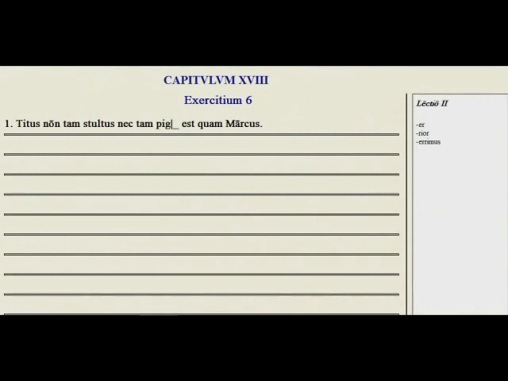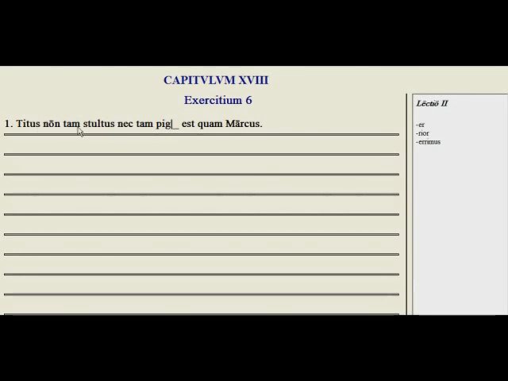Welcome to Lingua Latina, Chapter 18, Lesson 2, Exercises. Here we have practice with the comparative and superlative of adjectives that end in "er." One of the main differences you'll notice is that in the superlative, instead of issimus, you have erimus. So let's practice with one of those adjectives like piger, lazy.